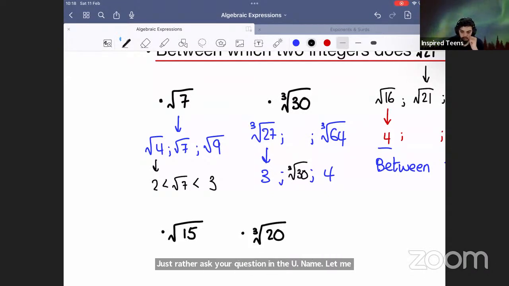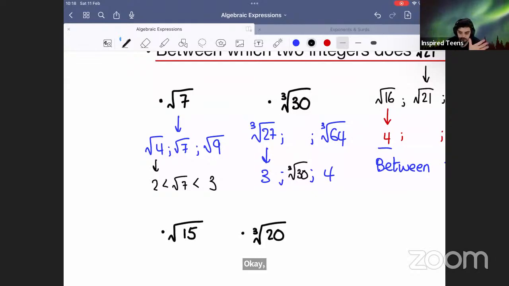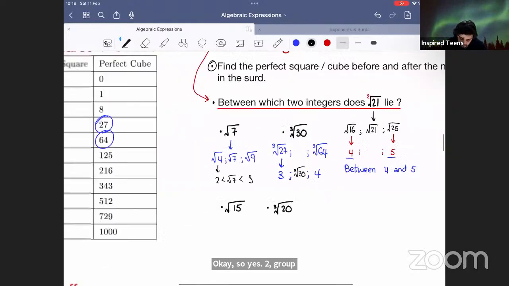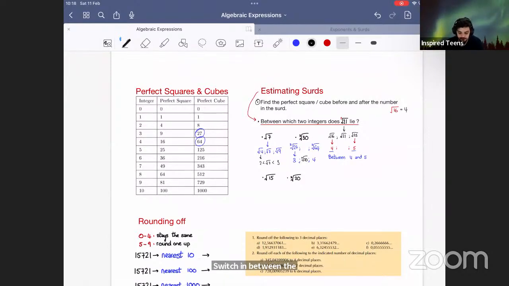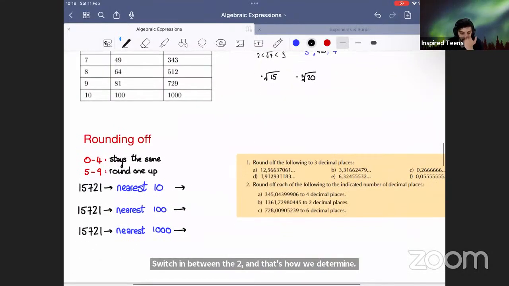Okay, so yes, cube root 30 lies between 3 and 4. So it's in between the two, and that's how we determine it. Okay, estimating surds. All right, let's move on.